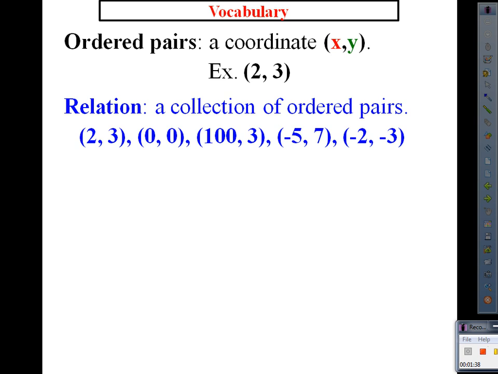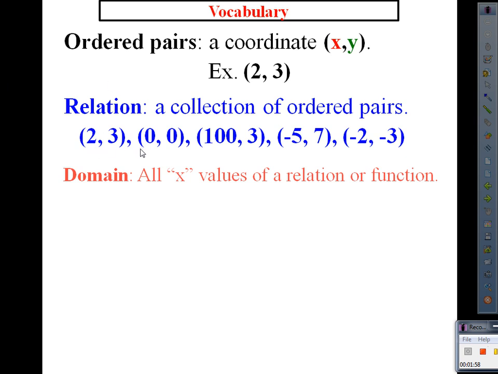Next. Here we go. Ready? Domain. So you're like, oh my goodness, I remember these. Domain are all x values of a relation or a function. So let me ask you this. Are all of these a relation? Yes, I said a bunch of ordered pairs together make a relation. So what does domain mean? It means the x values of the relation.